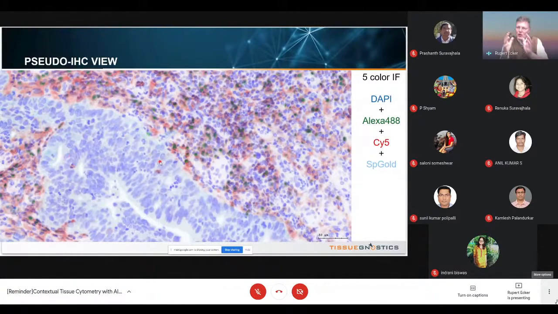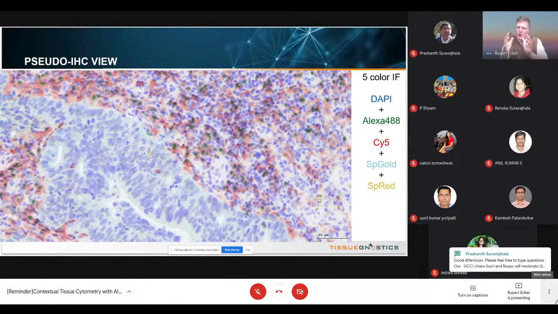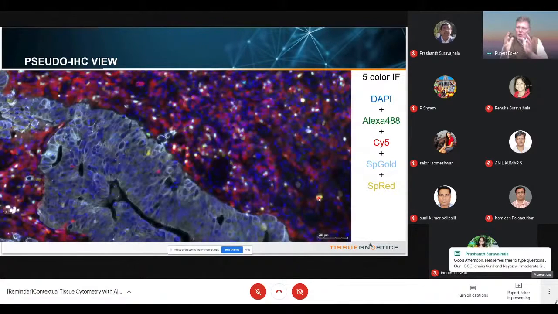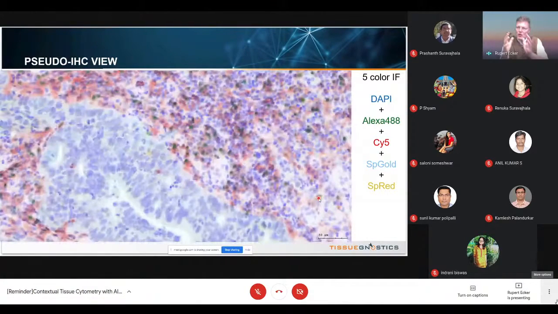Here, it's a cytokeratin. So it is in fact a fluorescence image, but it's shown like it was an immunohistochemistry, so a bright field microscopy or transmission sample. And in fact, there is a 5th marker called SP red, but there are only 2 cells here and here which are yellow. This is the original image. This is the Pseudo IHC view.